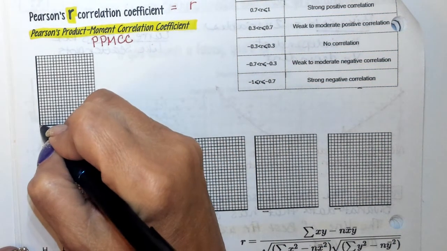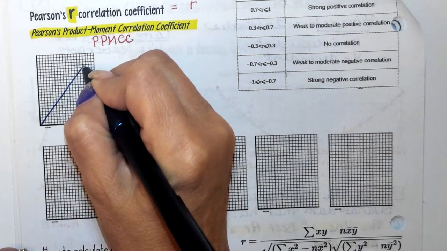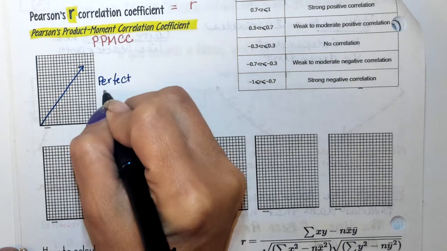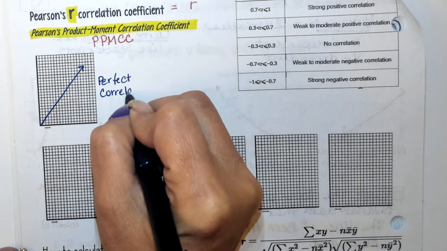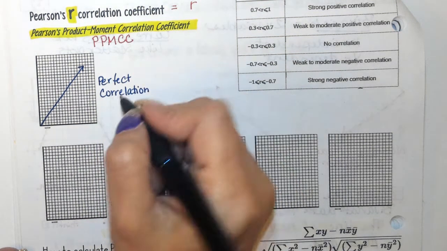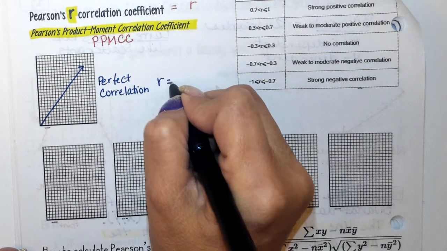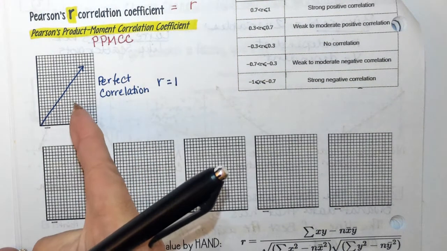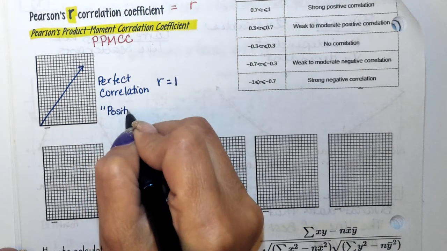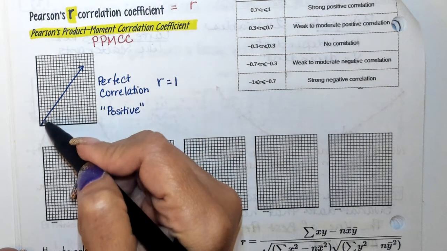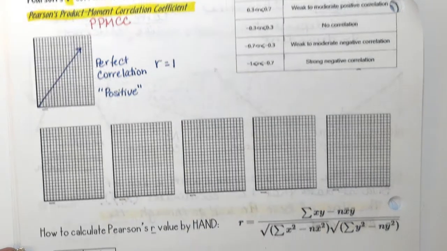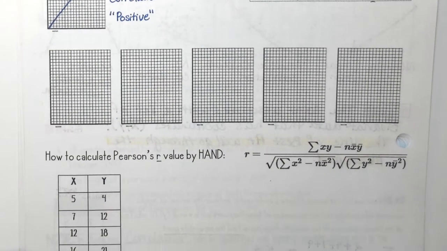If my line looks like this, this is what I call a perfect correlation. That is a perfect correlation, and on this, the R value would equal 1. This scenario right here, I would call a positive correlation because it's going up. It could go the other way and go down, and I would call that a negative. But I'm going to hold off on doing that. I'll do it in a second.